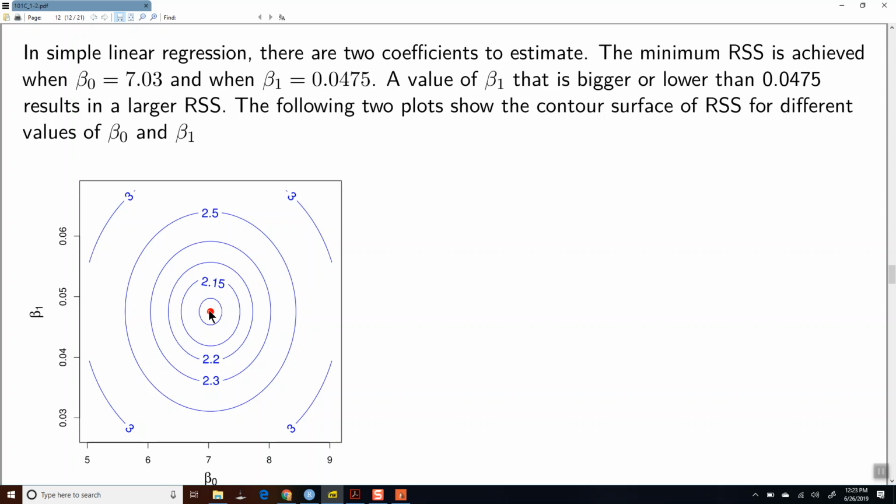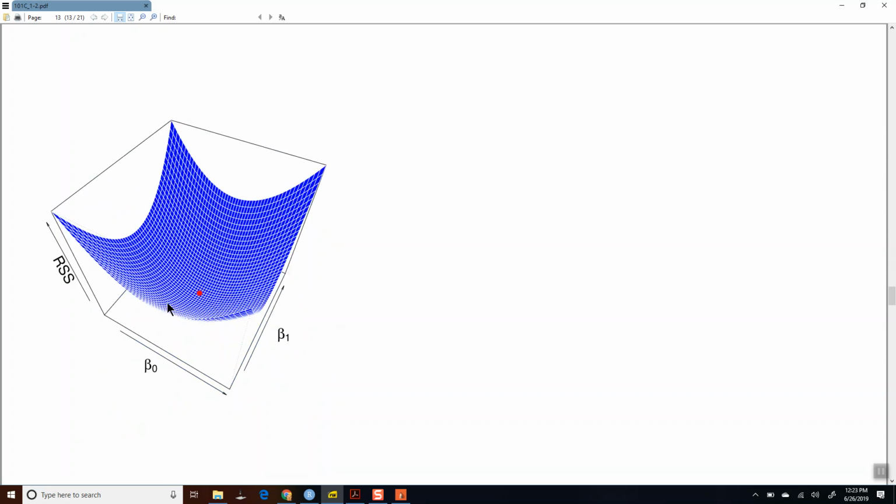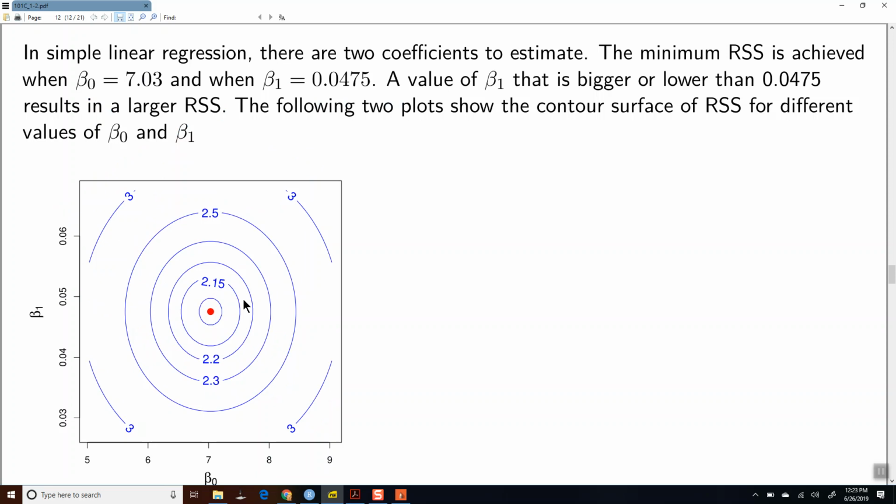And any other value you pick, if you pick beta 0 to be a little bit bigger than 7, like 7.2, you're not going to achieve the minimum, okay? And as beta 0 gets bigger and bigger, you get farther and farther away from the minimum. Same thing with beta 1. As beta 1 changes values, and you can see it's very sensitive to changes in beta 1, the values change drastically, okay? And this is also a 3-dimensional plot of what this looks like, okay?